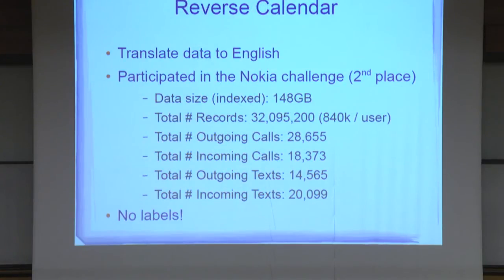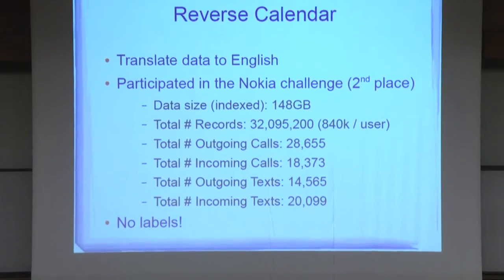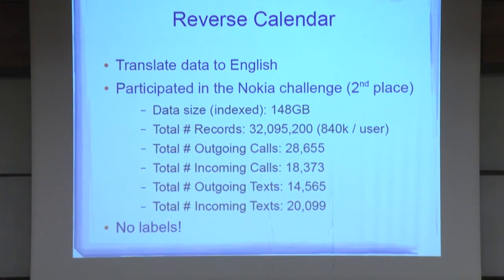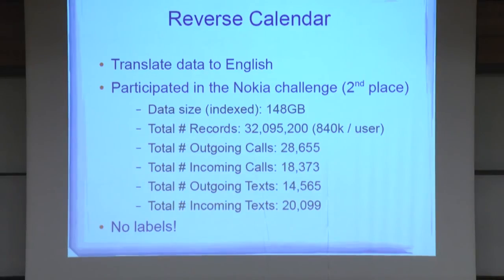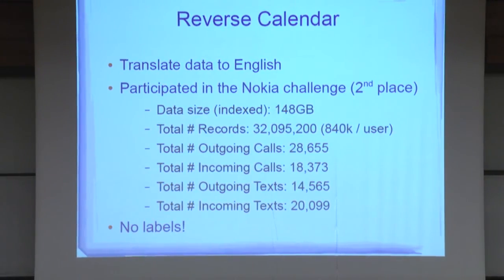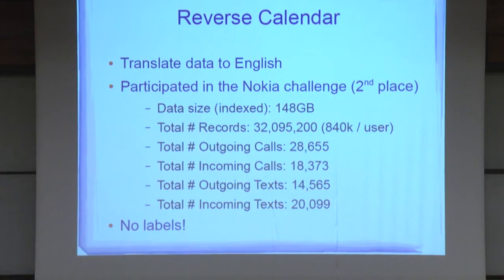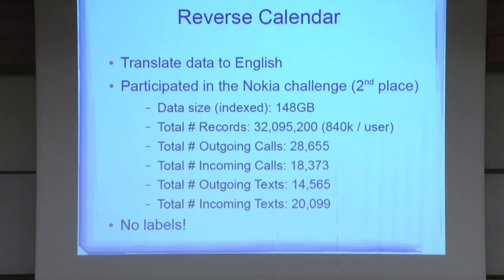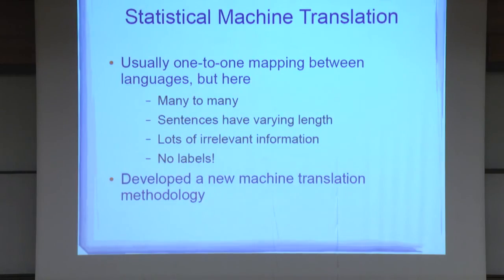So one thing we've been doing is this reverse calendar application. We participated in the Nokia challenge a year and a bit ago, and this is just to give you an example of a fairly small data set that we've been using, and this data set is completely unlabeled. There are something like 50 users and about 150 gigs of data, which is, as I said, pretty small.